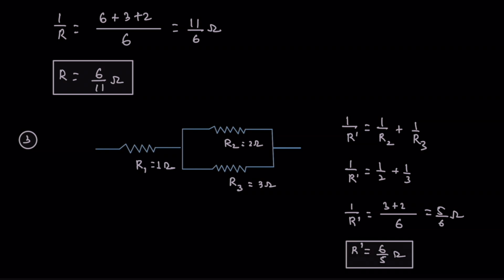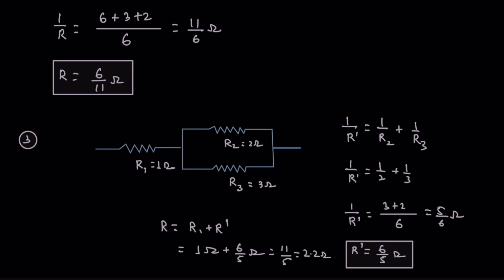After finding the parallel arrangement, now we will do the series arrangement. So R is equal to R1 plus R dash, 1 ohm plus 6 by 5 ohm. So it is equal to 11 by 5 ohm. So we get approximately 2.2 ohm. But we need 1.5 ohm. It means that this is not our circuit.